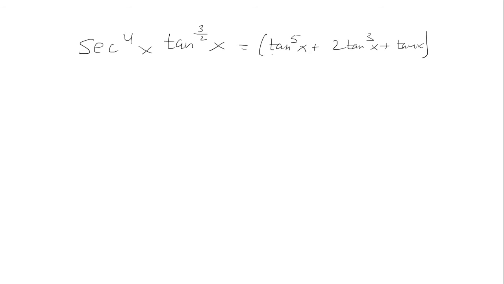Next example, we have secant to the 4th times tangent to the 3/2. We want to prove that it's equal to tangent to the 5th plus 2 tangent cubed plus tangent, times tangent to the 1/2.